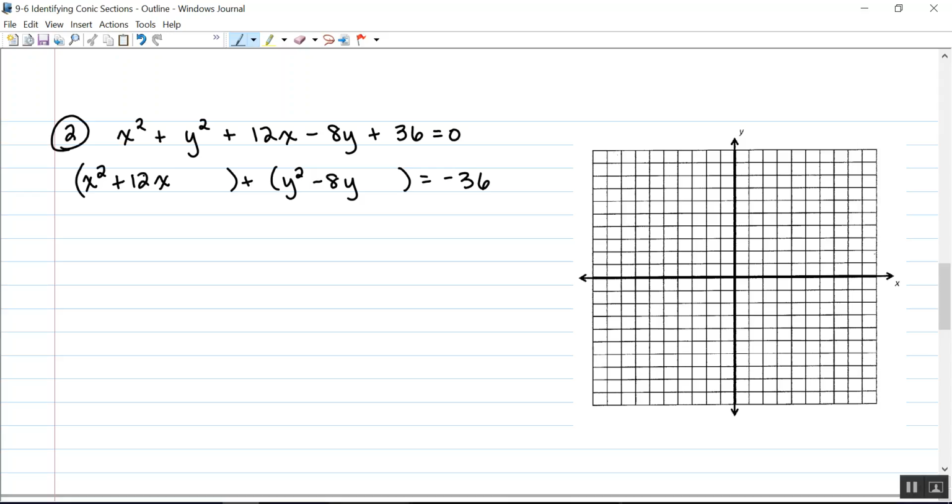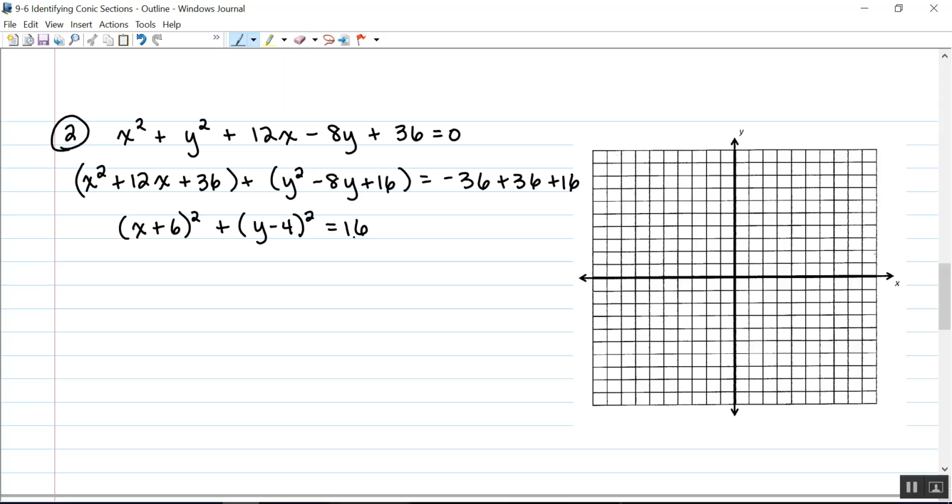So completing the square, half of 12 is 6, squared is 36. So I added 36 over here. Half of -8 is -4, squared is 16. So I'll add 16 here. And this will factor into x plus 6 squared plus y minus 4 squared equals 16, and this looks like the equation of a circle.